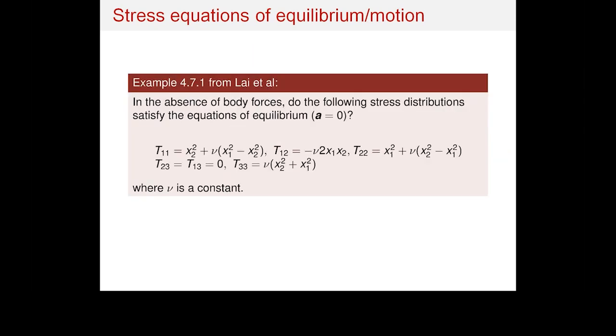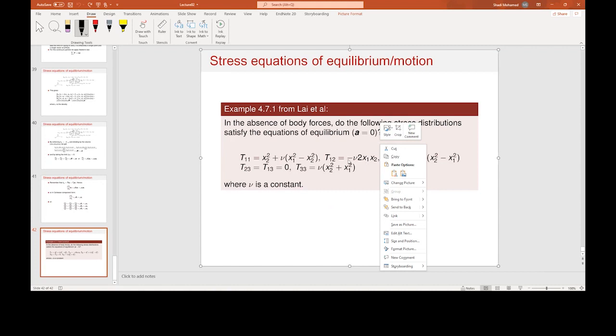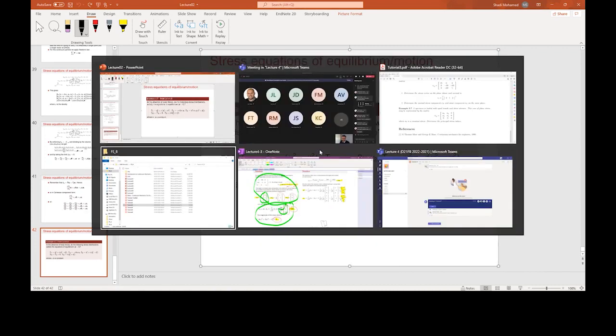Okay, so this is just a simple example. Assume that you have the stress tensor to be given in this way. So first of all, you have x2 squared added to Poisson ratio x1 minus x2 squared. I'll probably just copy this to OneNote. I think it is easier to see it there.